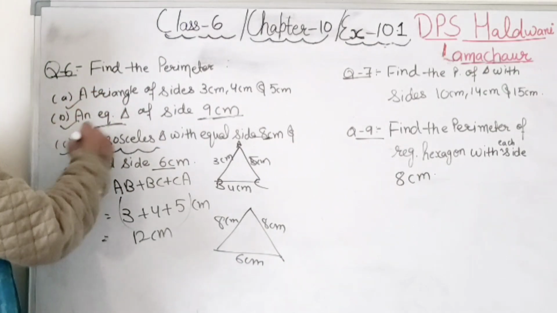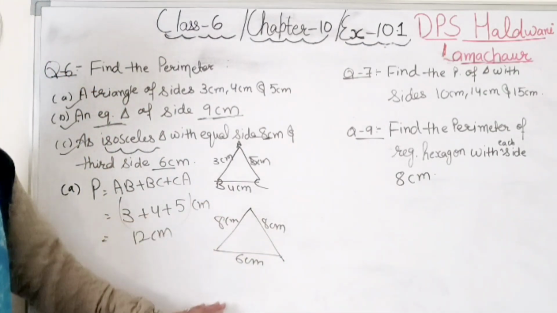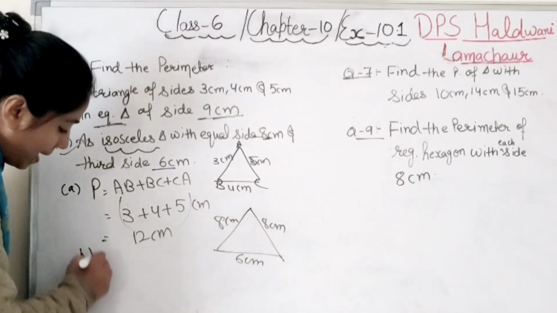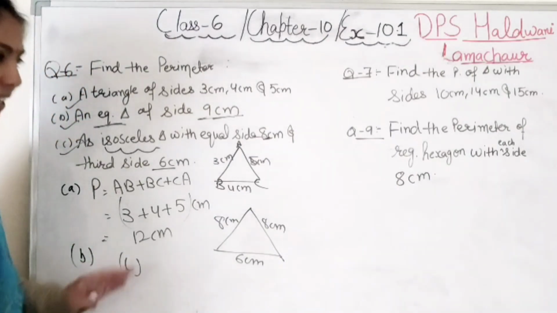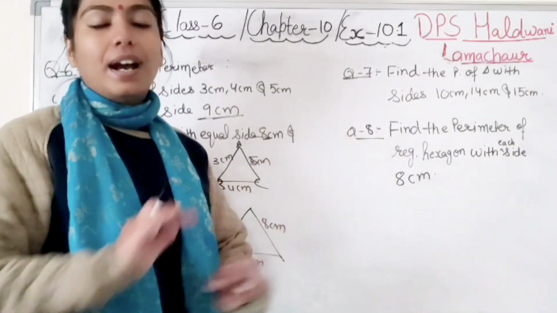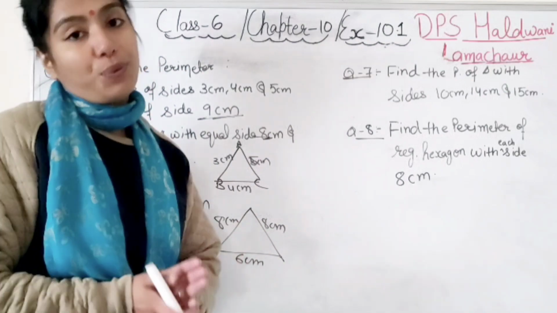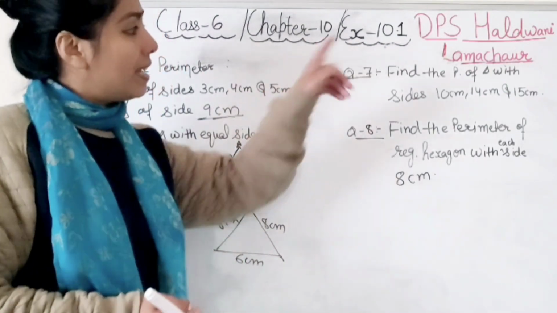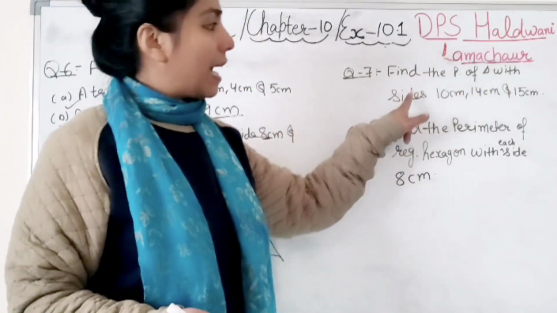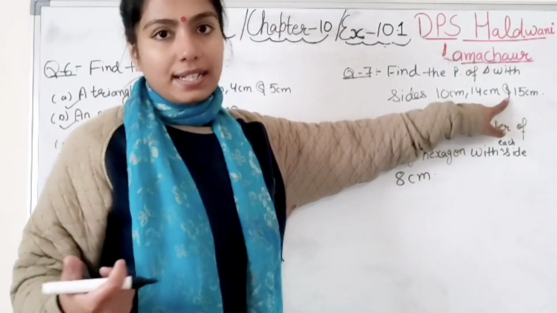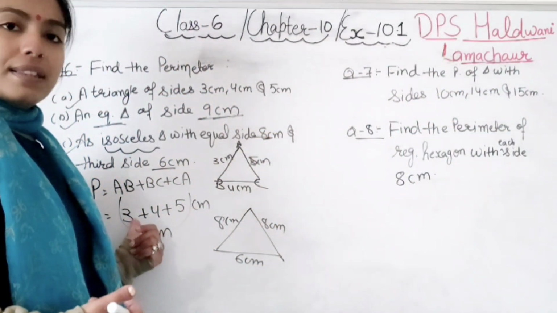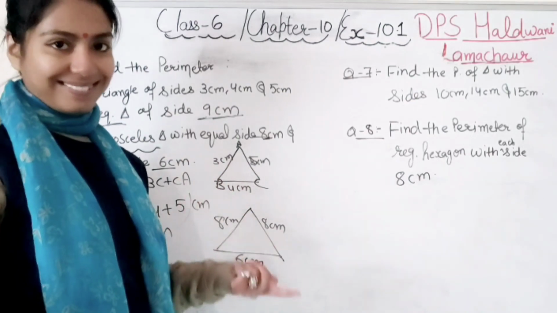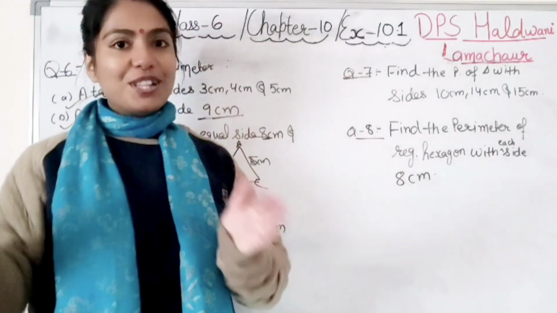So, this was about our question number 6. You can solve B part and C part by your own in this manner. Right? So, student, question number 7 and 8. Again, same kind of question, only the figure is different. See, find the perimeter of a triangle with sides. All sides are different, so you will do it with the method side plus side plus side. Obviously, perimeter means sum of all sides.